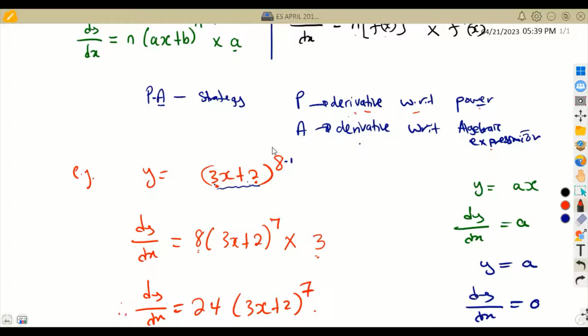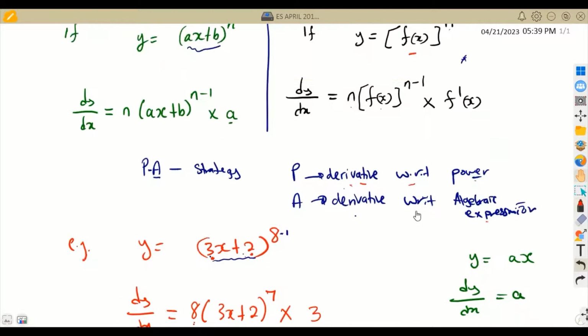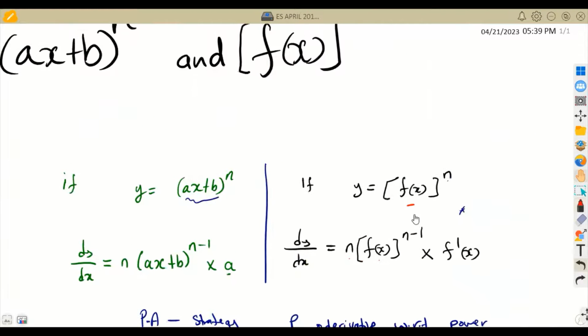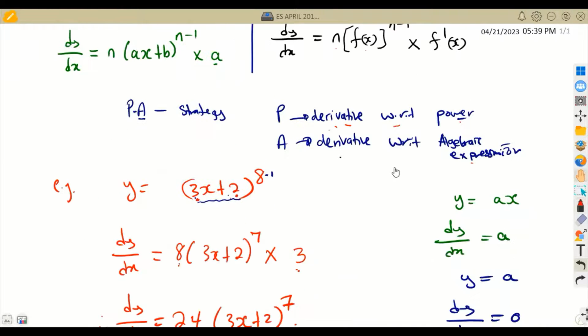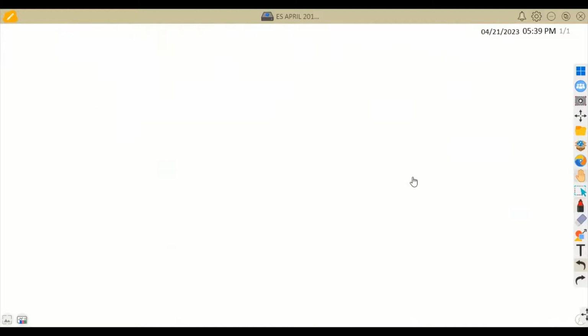So, take note, where we are given a certain bracket to a certain power, we find the derivative of the power, and we multiply by the derivative of what is inside the bracket, which is our algebraic expression. The derivative of what is inside is our f prime of x, or we can take it from the previous one that we started with.